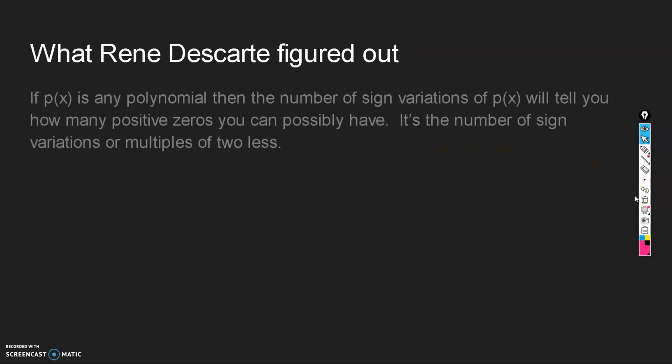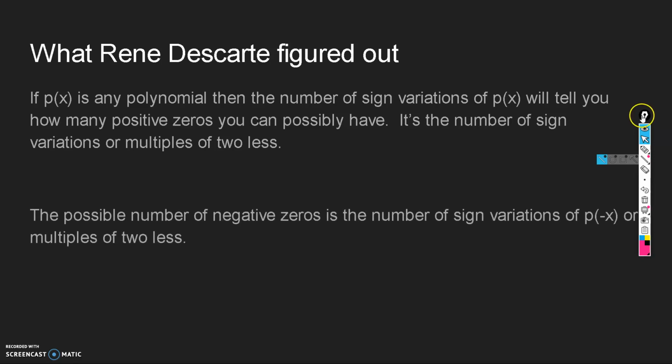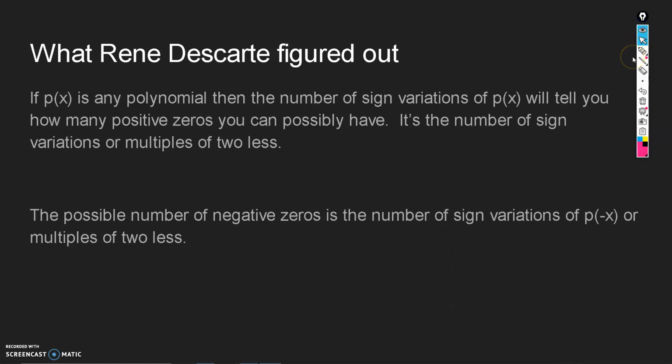So what this guy figured out is that if p of x is any polynomial, then the number of sign variations, so anytime you go from positive to negative or negative to positive, will tell you how many positive zeros you can possibly have. It's the number of sign variations, or multiples of 2 less than that number. The number of negative zeros is the number of sign variations of the negative version of the polynomial, so p of negative x, or multiples of 2 less. It's less confusing than it sounds because there's no real way to say multiples of 2 less, but in practice it looks much easier.